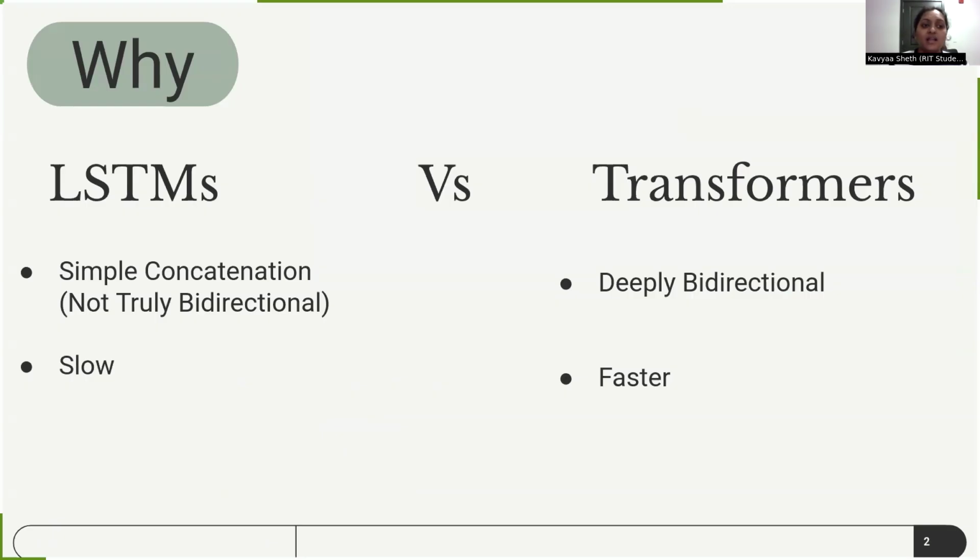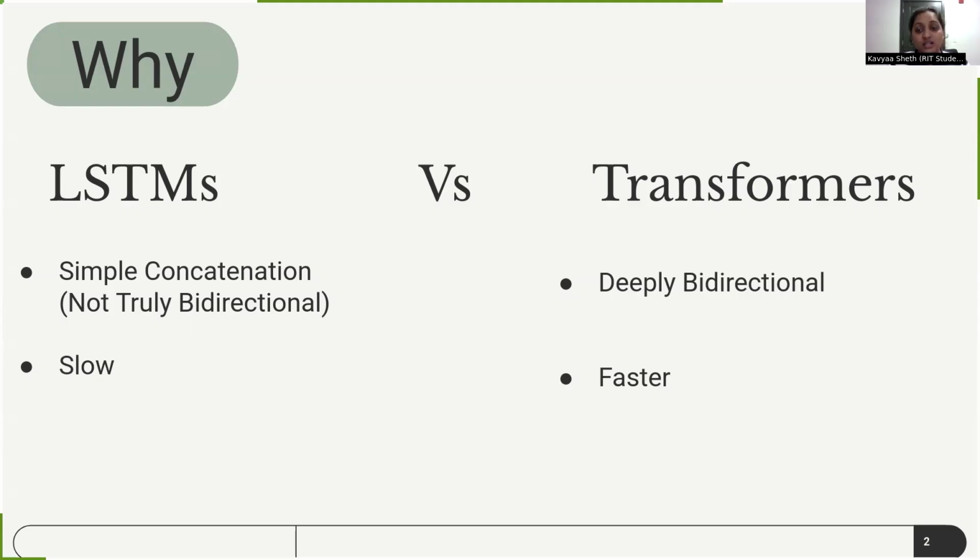Earlier, LSTMs were used. And then in 2017, there was a research paper, Attention Is All You Need, and then we got the transformers. LSTMs were based on concatenation, whereas transformers are bidirectional. I'll explain it with an example. If we are reading a book sequentially, page by page, we sometimes forget the earlier pages, and we also don't get the context of those pages. So that is how LSTM works.